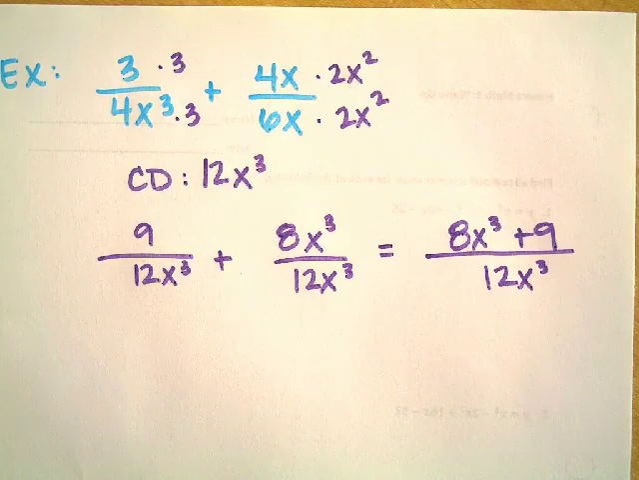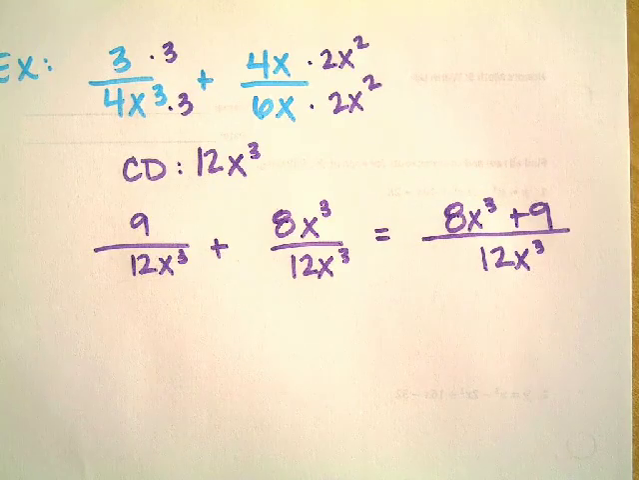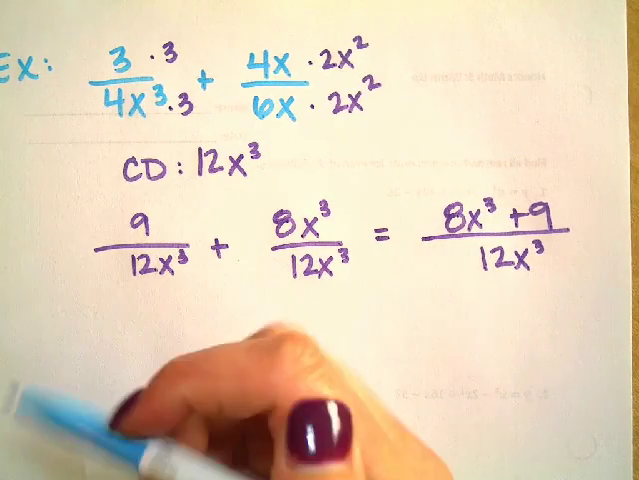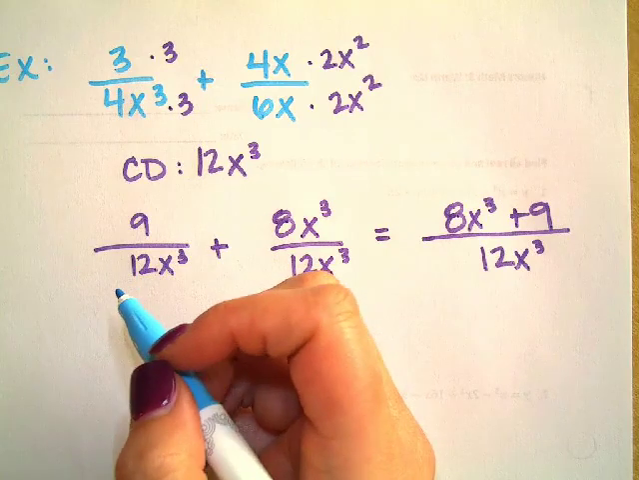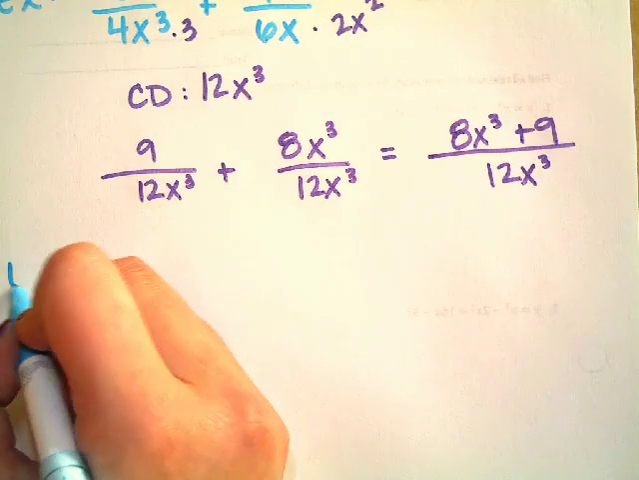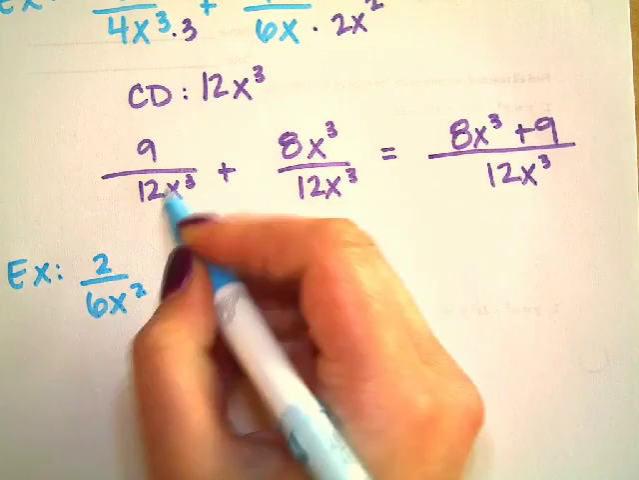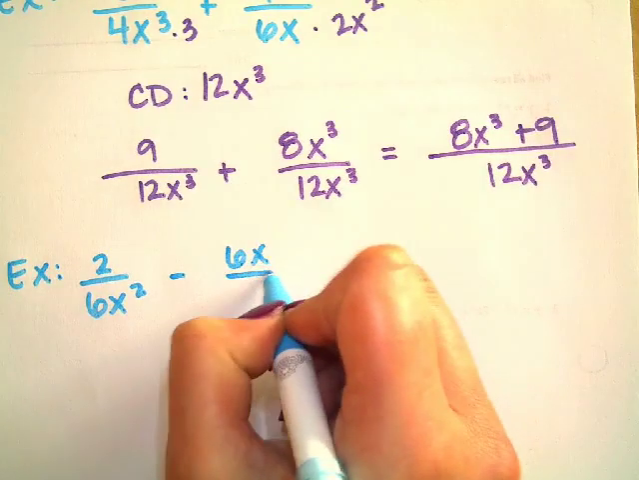Okay, let's try another one. Sorry, I'm trying to find ones that do interesting things. Okay, let's do 2 over 6x squared minus 6x over 4.